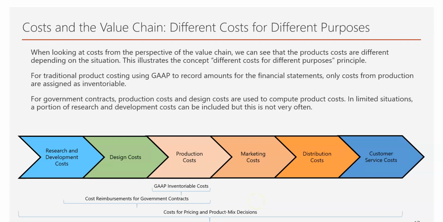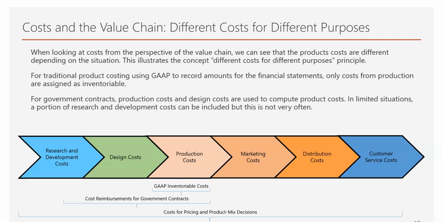So if I just focus on production costs and get that $5 profit, what if I have $8 in costs associated with the rest of the value chain? Now, for a long-term pricing strategy, every unit I sell, I'm losing $3 when I take those other costs into account. So therefore, for pricing and product mix decisions, I want to take costs along the whole value chain. So that's when we talk about different costs for different purposes.